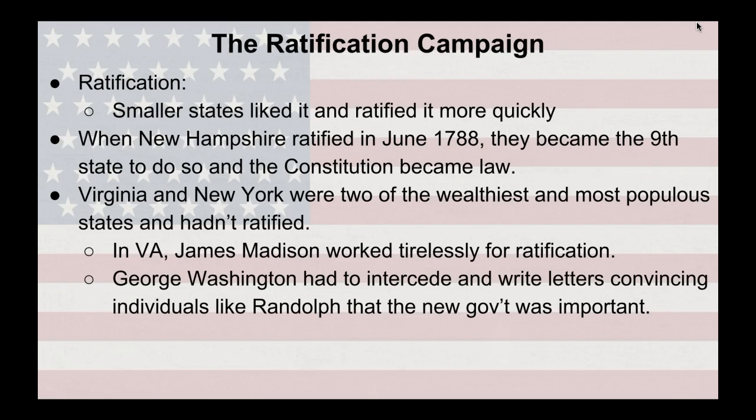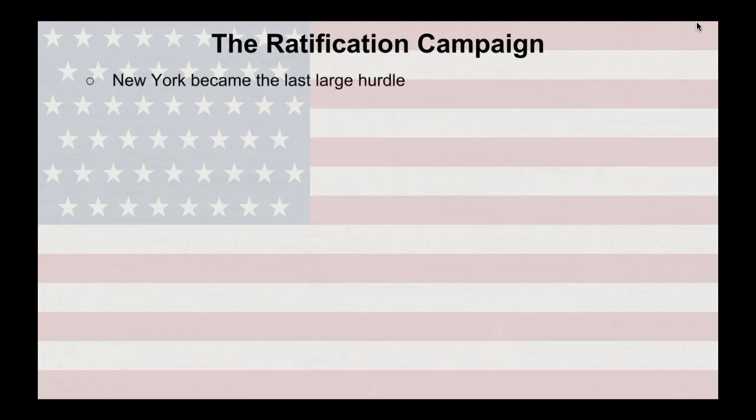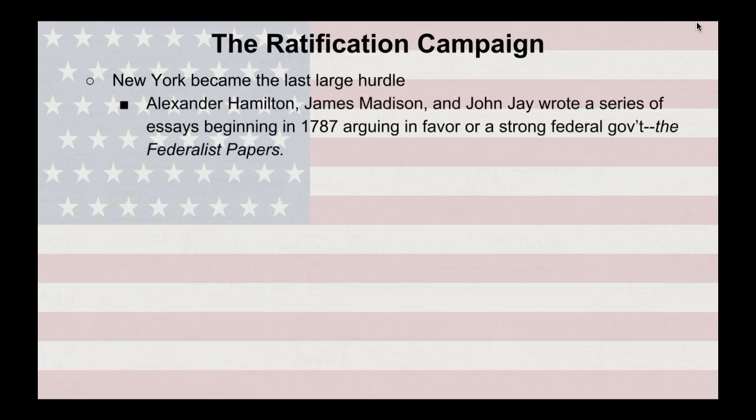And so in June of 1788, Virginia will agree to approve the Constitution. So they become the 10th state to approve it. And this is a big win because Virginia is a wealthy and populous state, primarily made up of individuals who did not really like the Constitution, but they have agreed to ratify it and to agree to be governed by it.